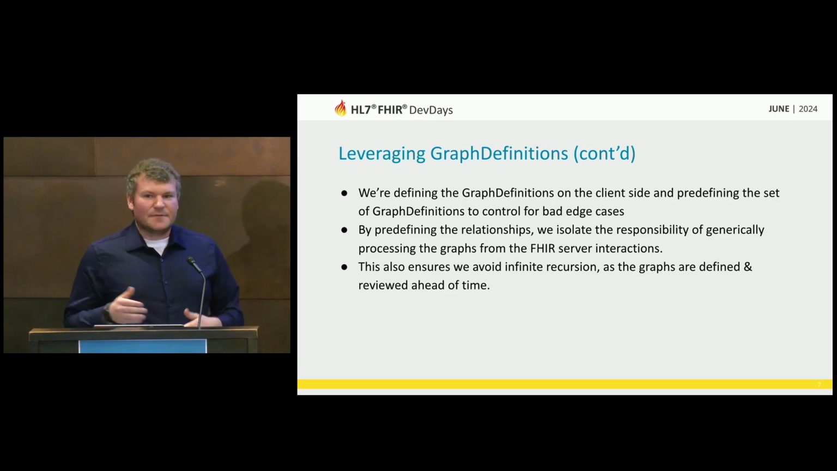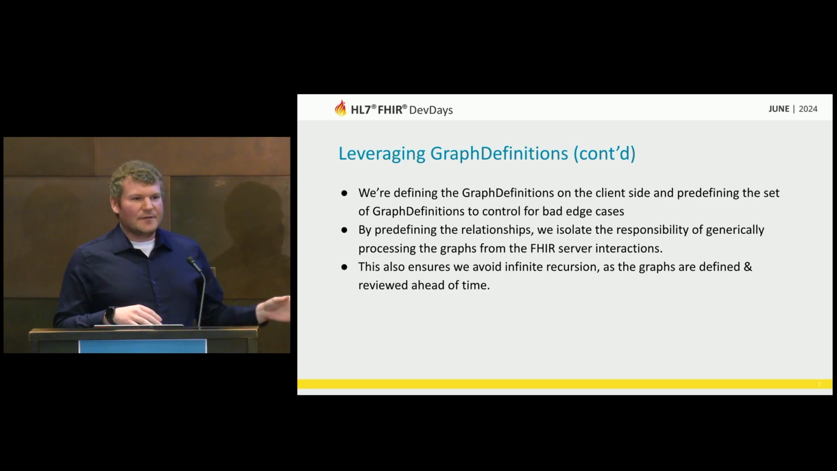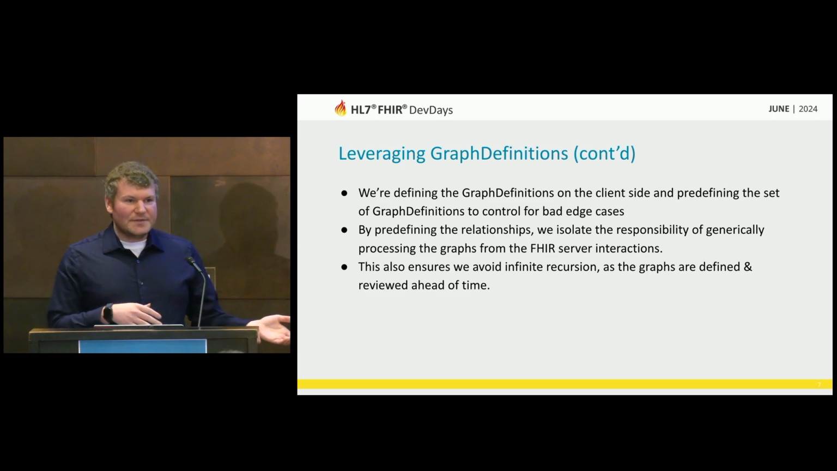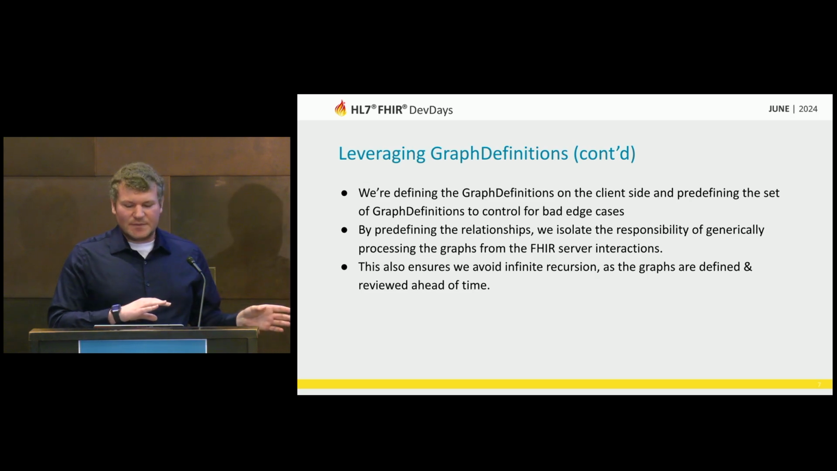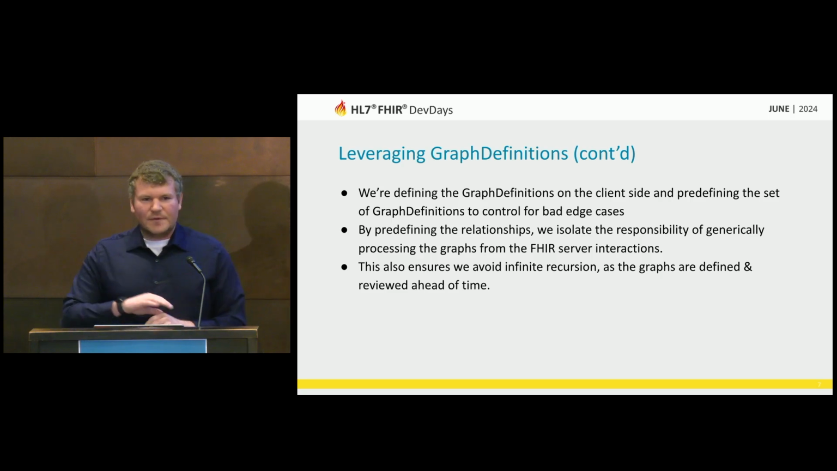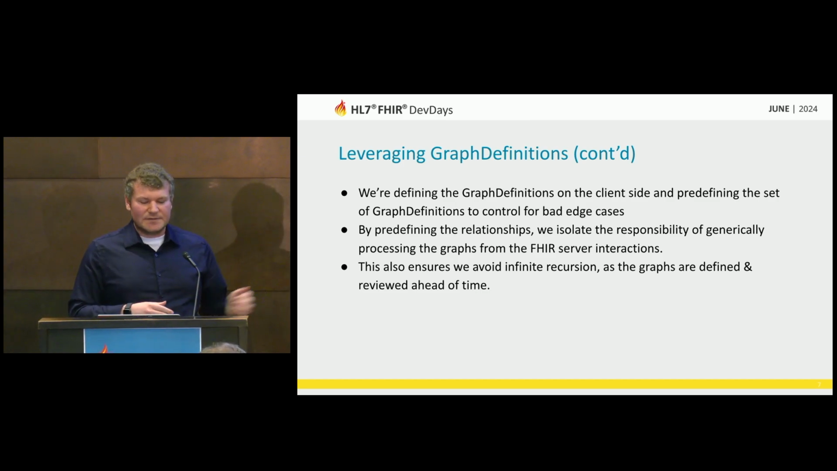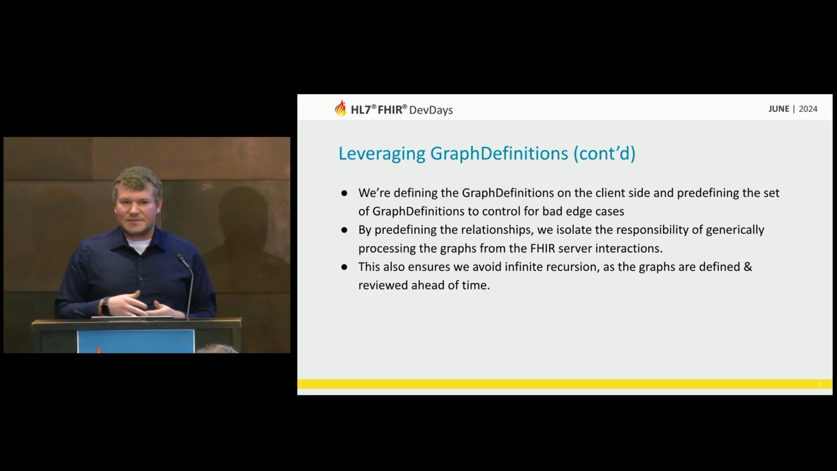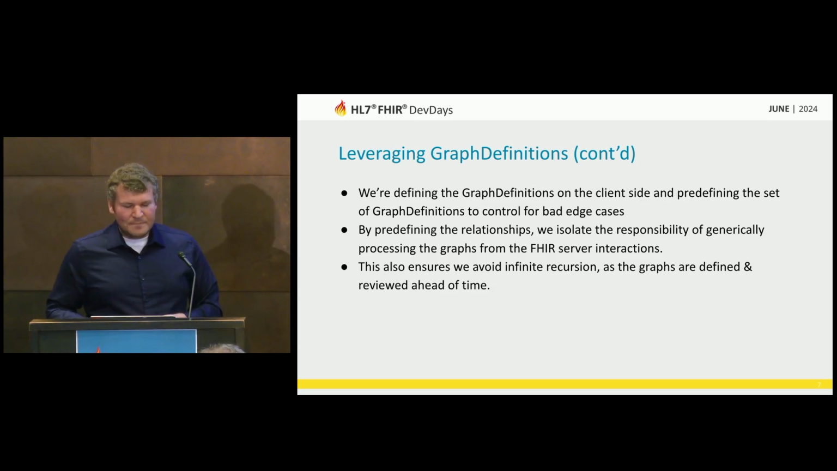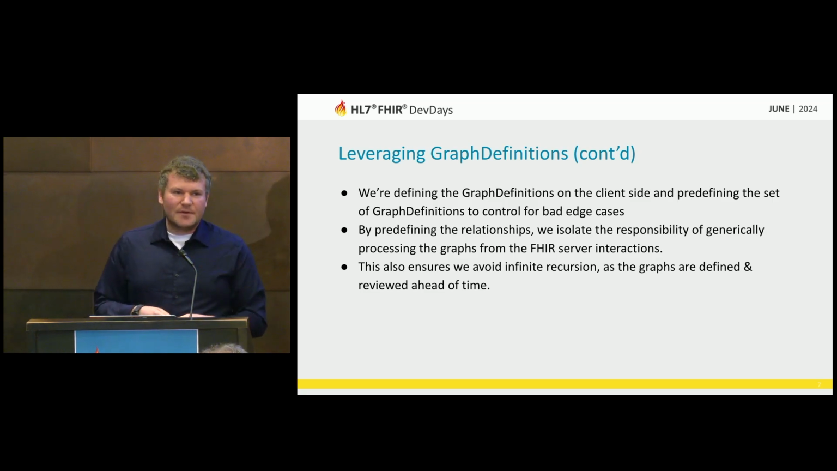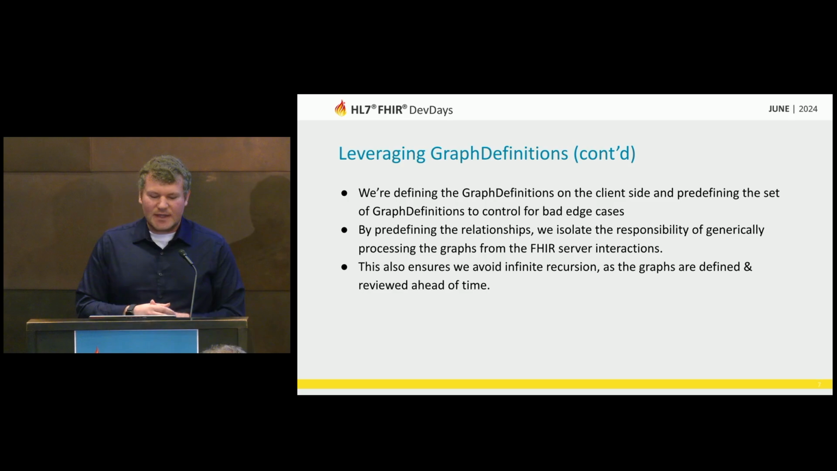So what we're doing here is we're defining the graph definitions on the client side by predefining these graph definitions ahead of time, and that allows us to control for all those bad edge cases we just talked about. And also by predefining those relationships, we isolate the responsibility of generically processing the graph from the actual FHIR server interactions. So when we're talking to the FHIR server, it's just a bunch of regular searches. It's none the wiser. The clients that are calling our internal interface are also none the wiser, but under the hood, we've handled that responsibility in that one area. And again, this also solves our infinite recursion problem because we're defining these use cases ahead of time, and we're reviewing them to make sure they don't have any of these bad edge cases.